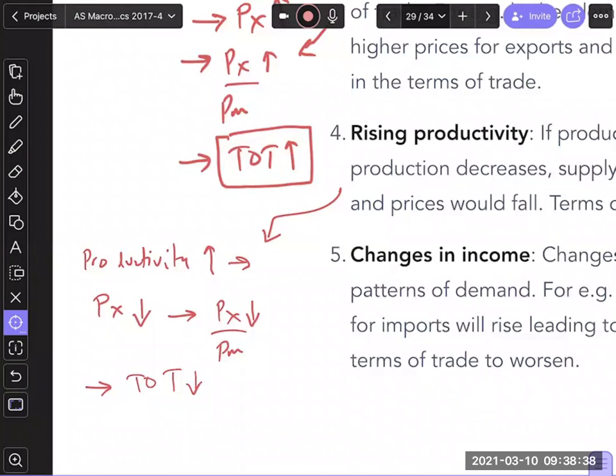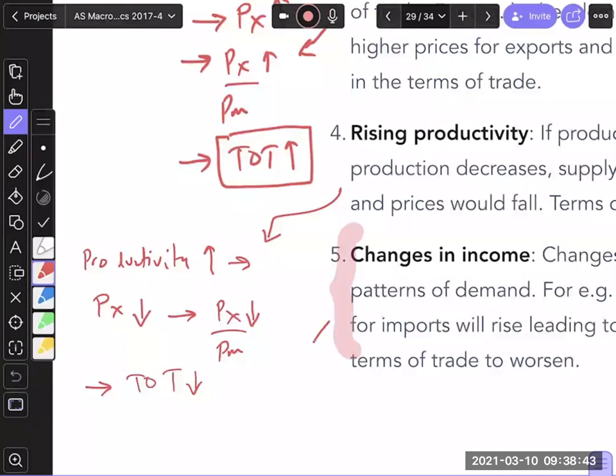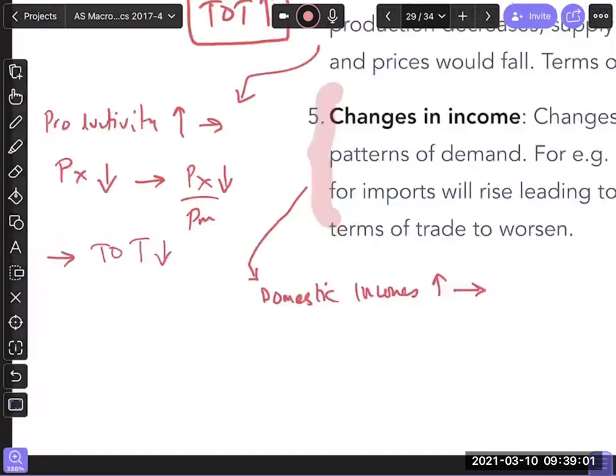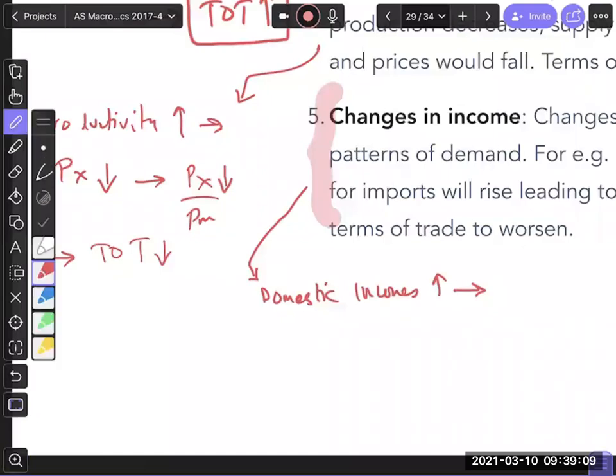Make sense? Similarly, guys, if there's a change in income, if domestic incomes go up, what do you think will happen to your demand for foreign goods? Wasif, I'm going to read your comment in 1 minute, okay? What do you think will happen to your demand for foreign goods if incomes go up? You will want to buy more foreign goods, right? So demand for foreign goods will go up. Demand for foreign goods typically goes up, right?